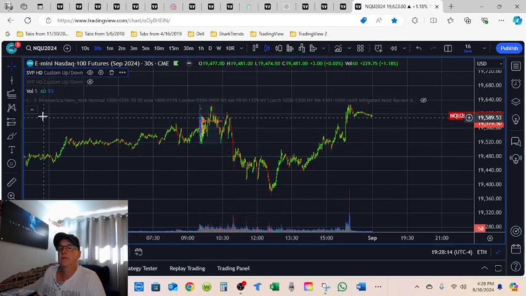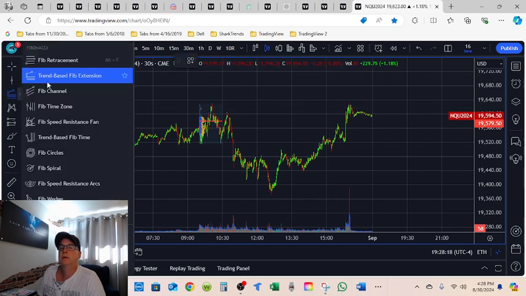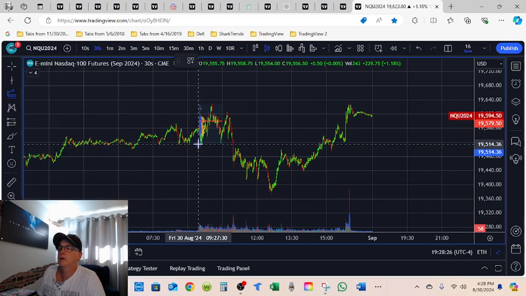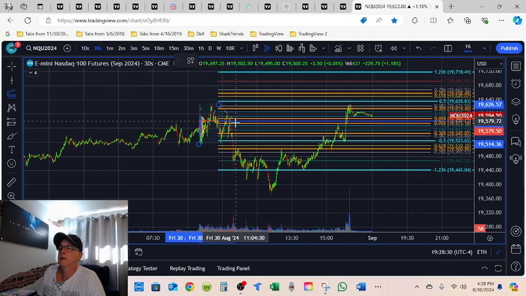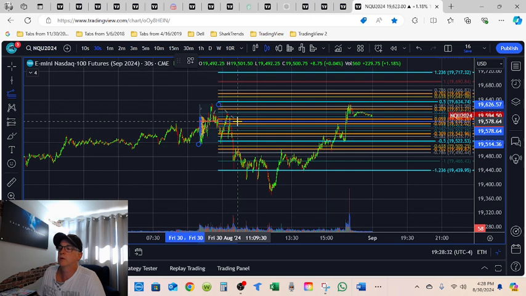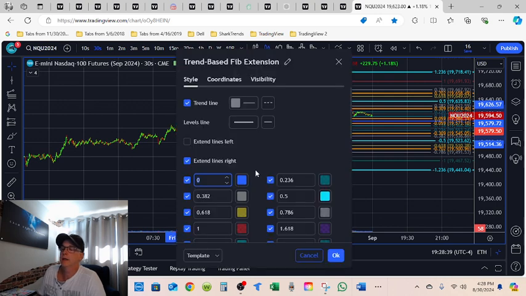After you have that selected, you can go to your trend-based fib extension, and then you go from your value area low to the value area high, and then to your point of control, where the 0 point lines up with the point of control. Lock it, and I already showed you in the previous video how to change the settings.